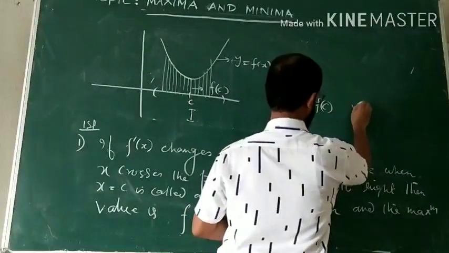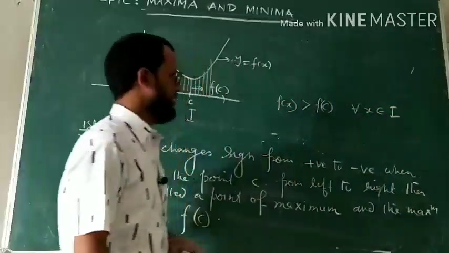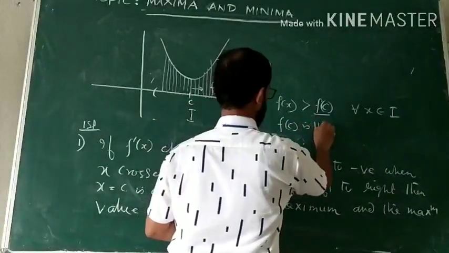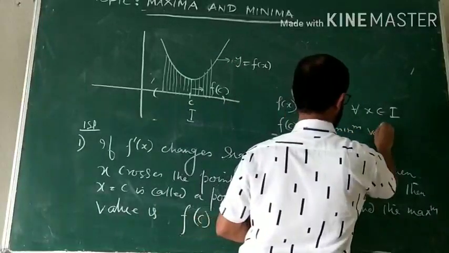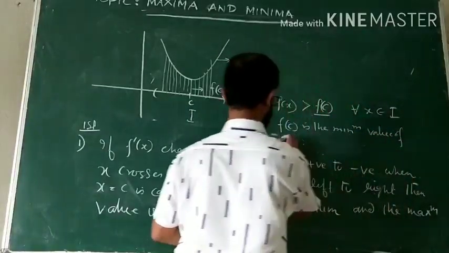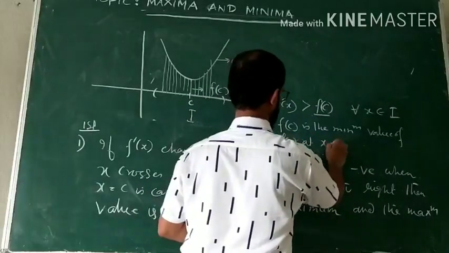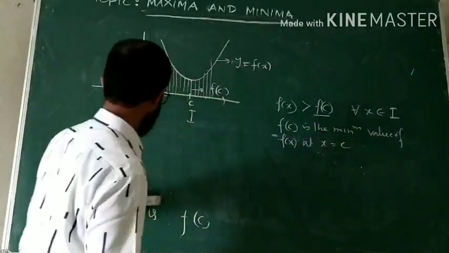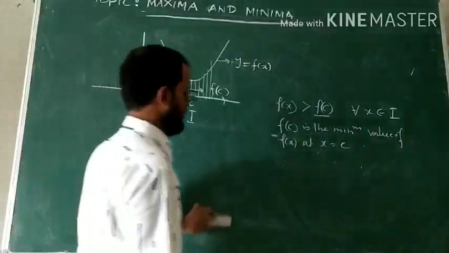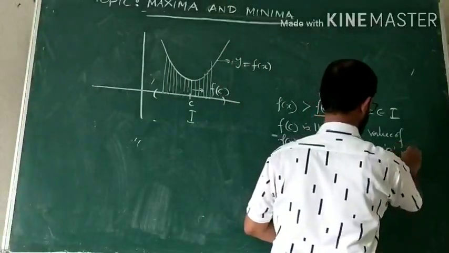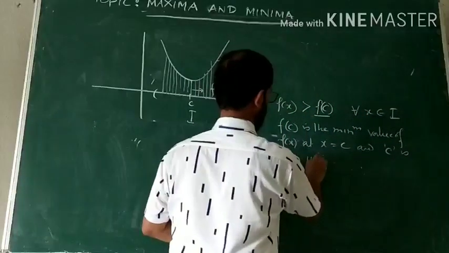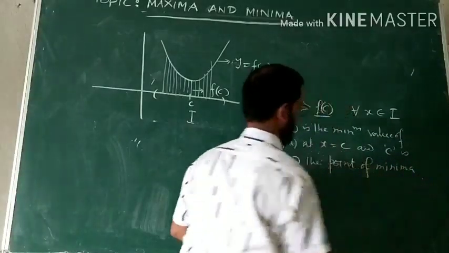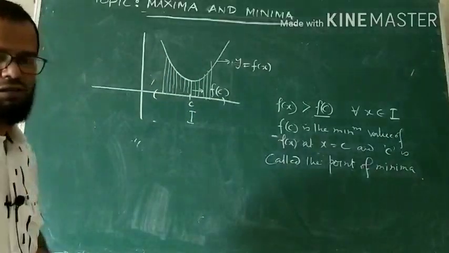Greater than what? F(c), for all x belonging to I. If this condition is satisfied, then you can say that this F(c) is the minimum value of F(x) at x equal to c. And c is called the point of minima. The point c is called the point of minima.